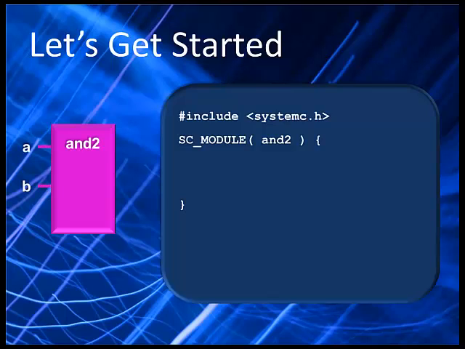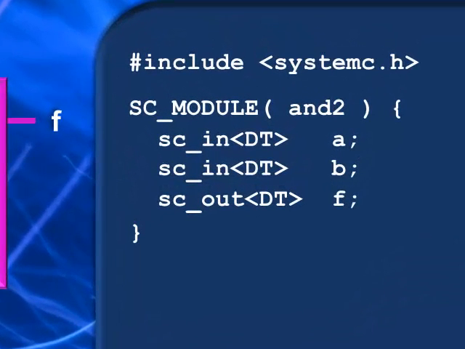Once you have a module, you'll probably want some input ports. You can declare an input port with the sc_in class, followed by the name of the port and a semicolon. Output ports? Well, likewise, those are declared with the sc_out class. The sc_in and sc_out port classes are what are called templates, and what that means is you can pass arguments through these greater than less than brackets to define parameters inside the class. The argument for sc_in and sc_out ports is their data type, like integer or fixed point. We'll get into data types later, but for now, just see that we're using this DT macro as a placeholder for the port data types.